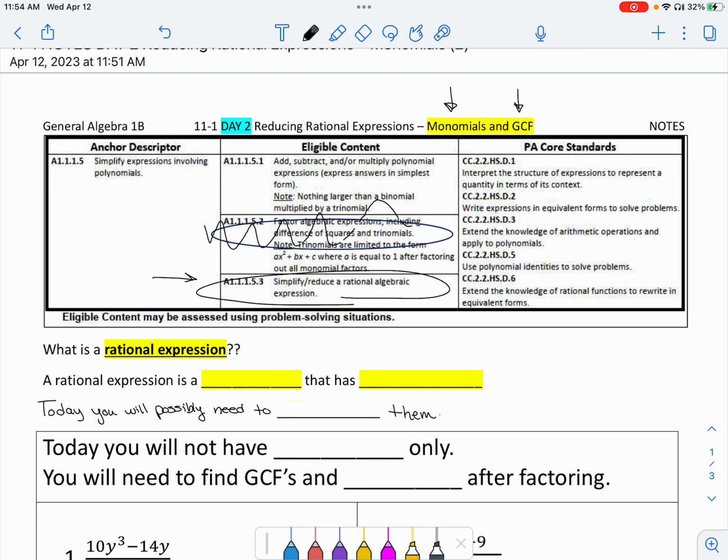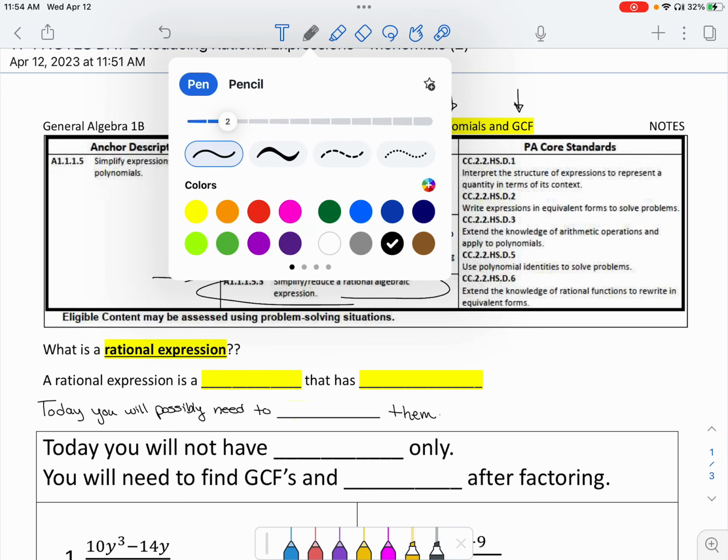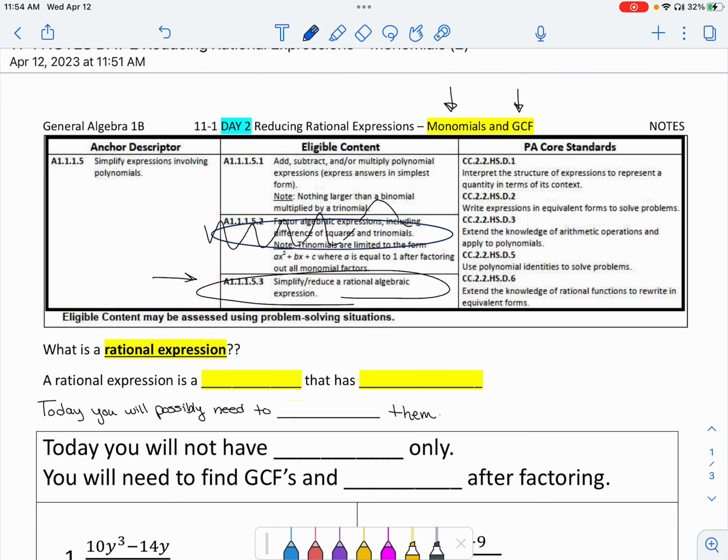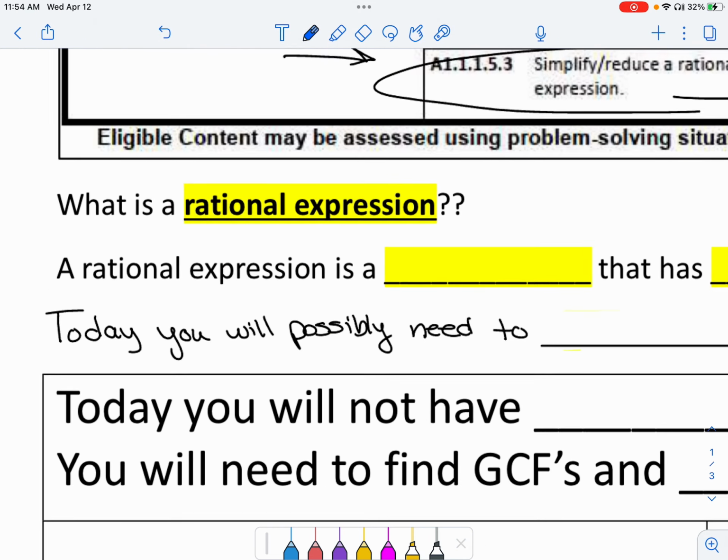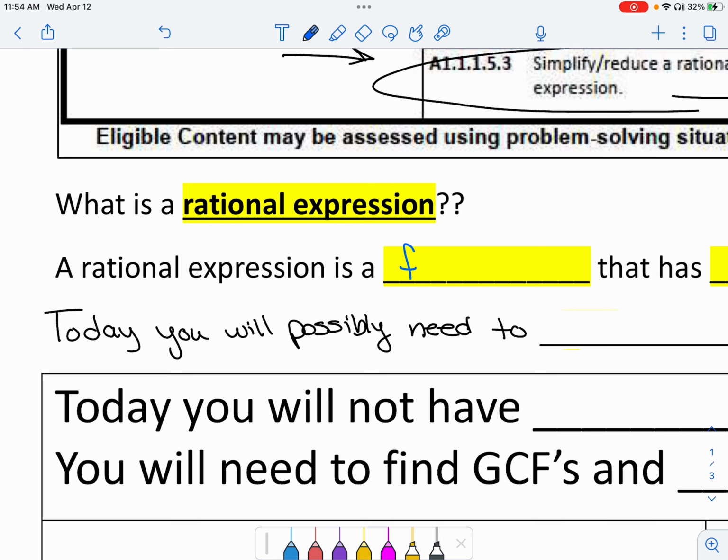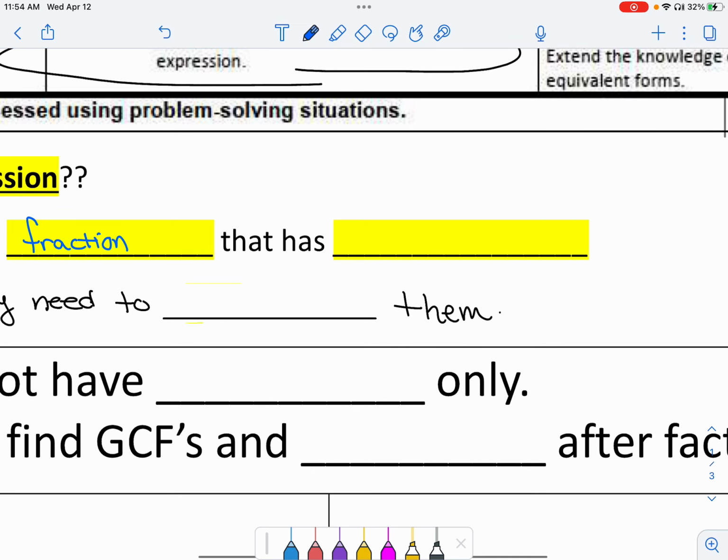So the question is, do you remember from yesterday, what is a rational expression? I'm so glad that you're wondering. A rational expression, do you remember? It is a fraction. That's what rational means. That has numbers and or variables.